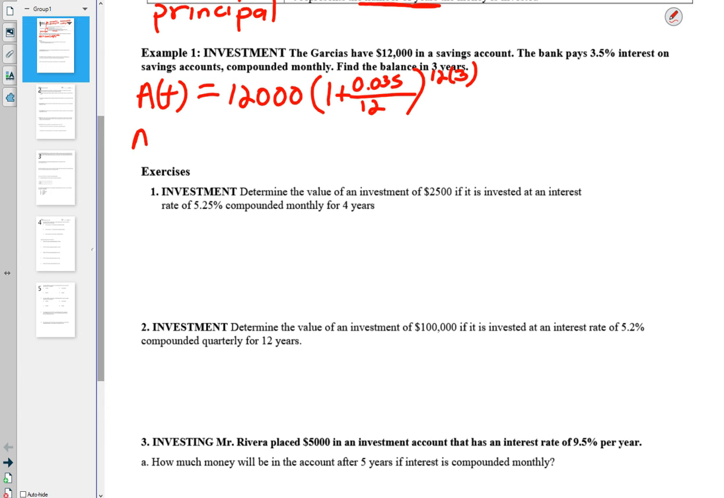Now let's clean this up before we plug anything in. If you were given this on the test and you wanted full credit, you would have to simplify where possible. So let's see, 0.035 divided by 12. Give me these decimals. I hate you. Son of a gun.